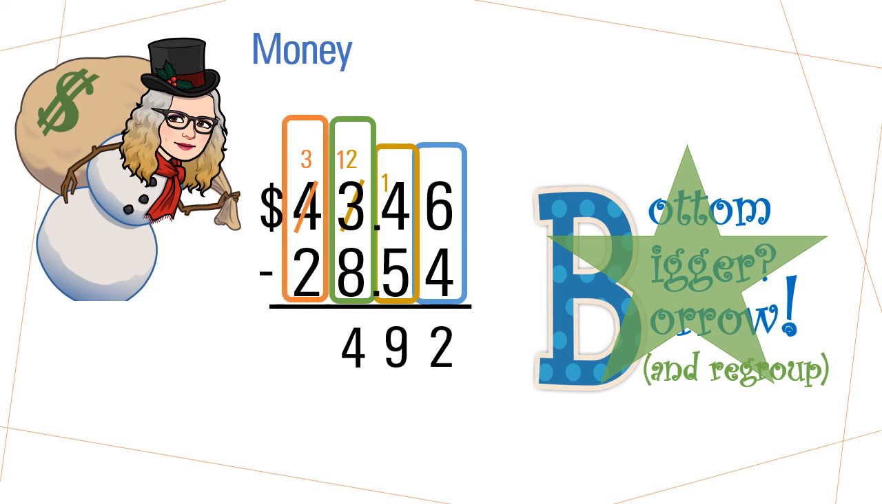Finally, we move to the last column. 2 is less than 3, so I simply subtract 3 minus 2, and that leaves me with 1. And don't forget the decimal point and the dollar sign. So our answer is $14.92.